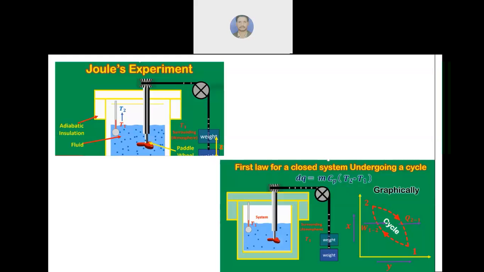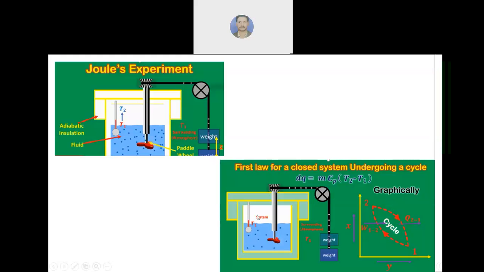So two things are happening. How much will be the heat transfer? mCp delta T, where delta T is the change in temperature, T2 minus T1. Clear? Now we are drawing a graph. We are showing this process through a graph.